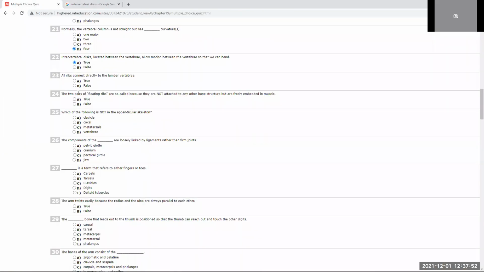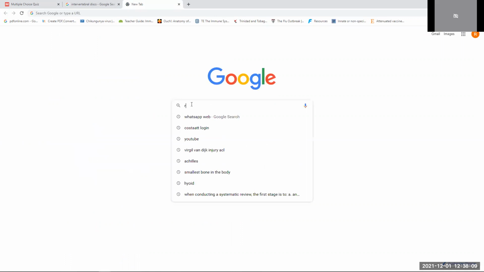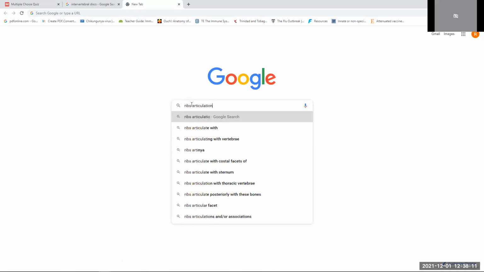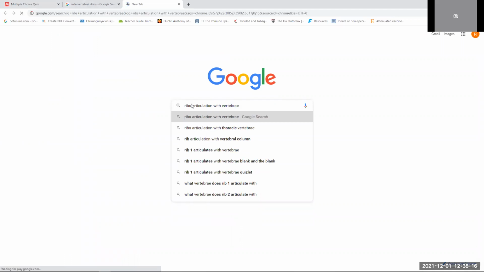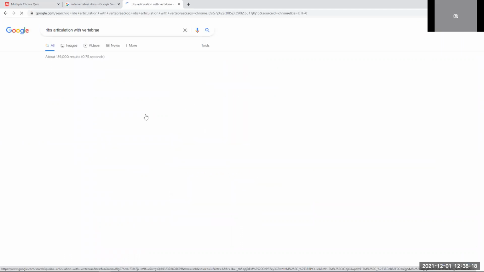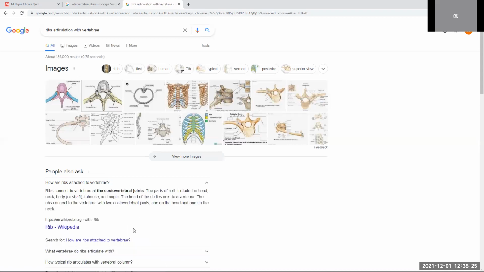Okay, let's continue. All ribs connect directly to the lumbar vertebra. True? False. We didn't look at it, but that would be interesting. We didn't look at that at all. Where do the ribs attach to? Rib articulation with the vertebra. How are ribs attached to the vertebra? Where do they go?